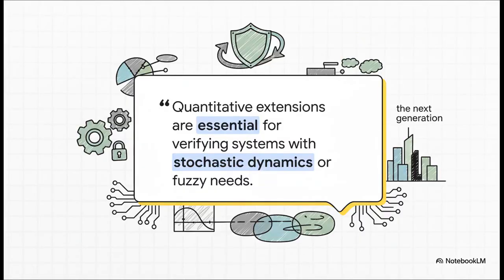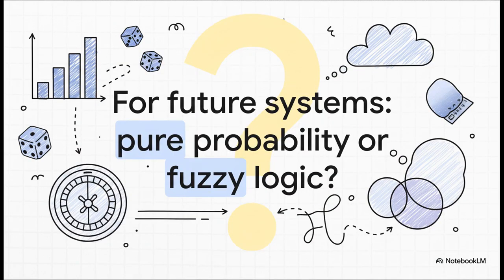So why should you care about any of this? Because this isn't just some abstract theory anymore. Being able to prove things about systems that live in an uncertain world, that is absolutely critical. It's the foundation for building trustworthy tech, the stuff we're all going to rely on in the future. And that leaves me with one final question for you to chew on. As AI gets smarter and our systems get more complex, which of these approaches do you think is going to be more important? Will we need the cold, hard certainty of pure probability? Or will we need a logic that's a little more human and fuzzy? The future of trustworthy AI might just depend on the answer.